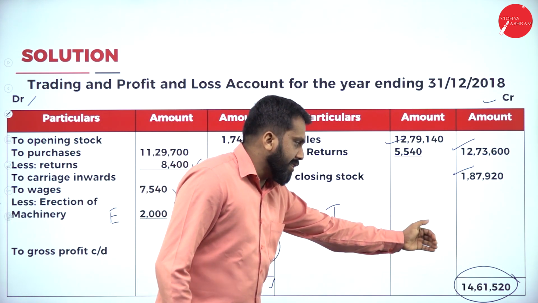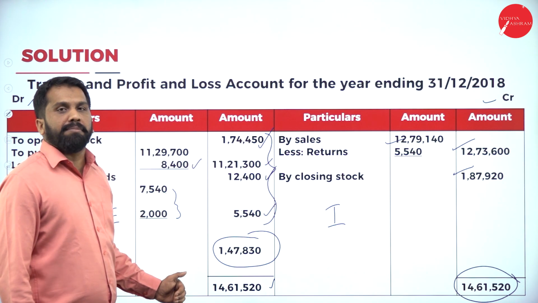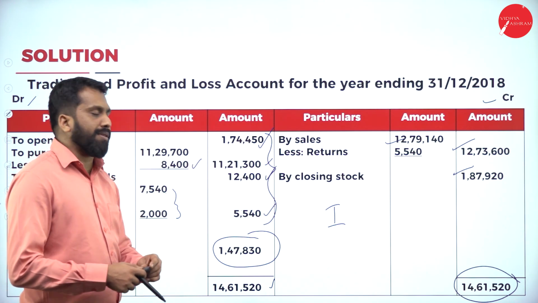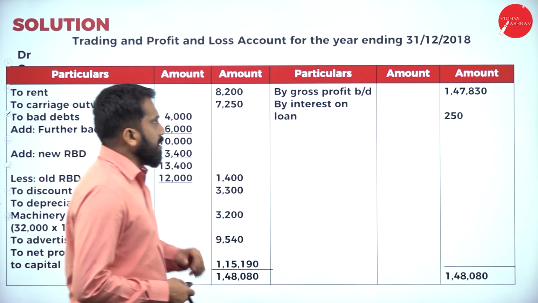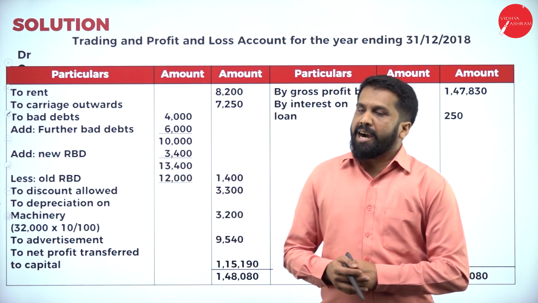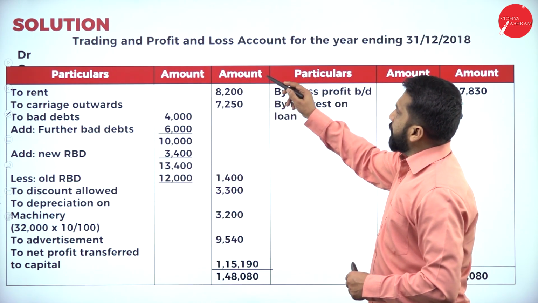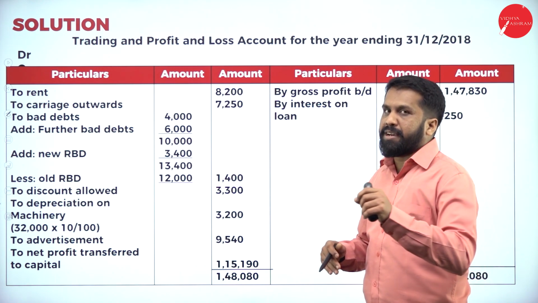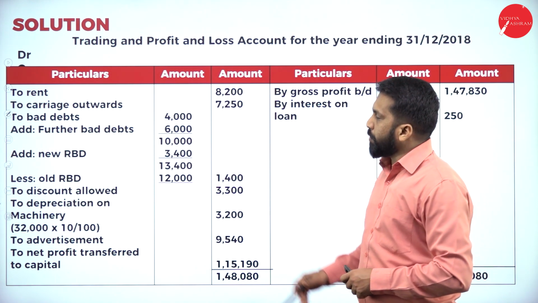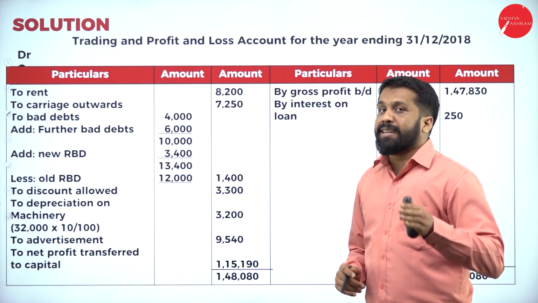If it is a loss, this will transfer to debit side. This is all about your concept. I'll go to P&L. This is your P&L account. See, your trading and profit and loss account, just the same heading I have used, but in your book, the same column you can continue.